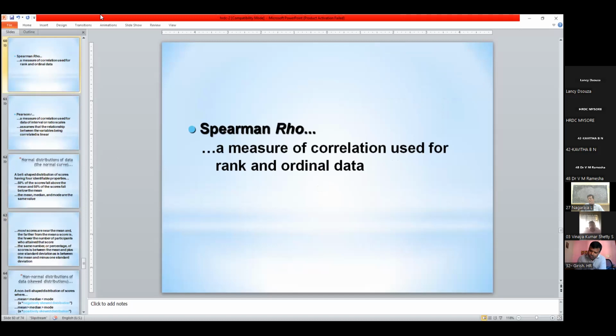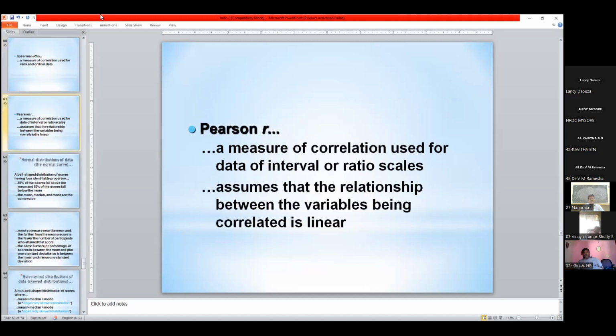In that, the non-parametric form is Spearman's rho, a measure of correlation used for rank and ordinal data, where you rank them and use the formula 1 minus 6 sigma d squared divided by n into n minus 1. That formula you use and get a rho. So that's called Spearman's rho.